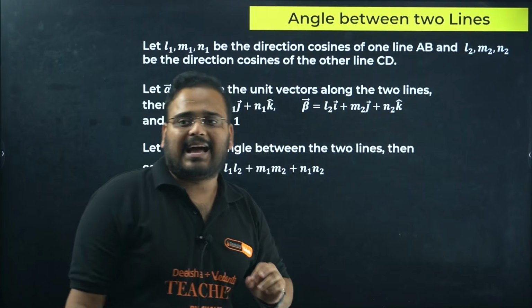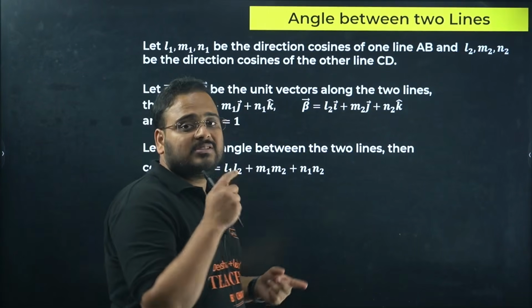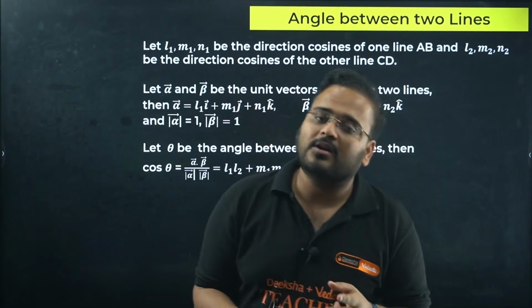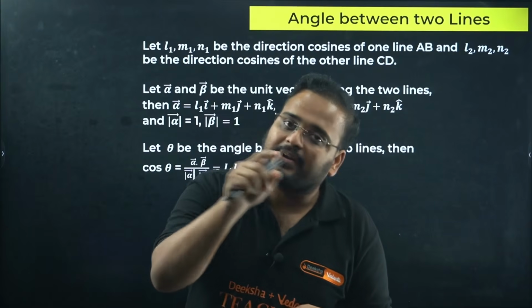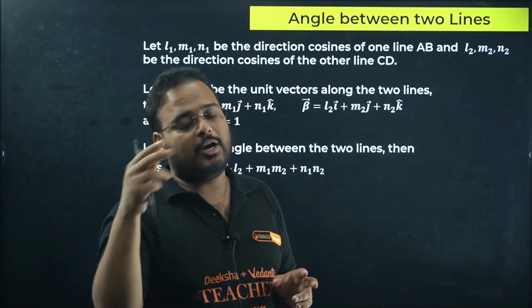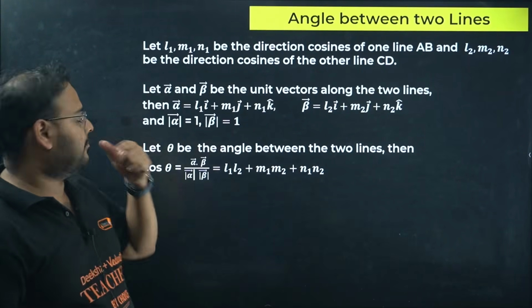Now the next concept is the angle between two lines. The first concept was learning DCs and DRs. Next was the derivation of a line passing through a point and parallel to a given line, and then we had the Cartesian and vector forms.